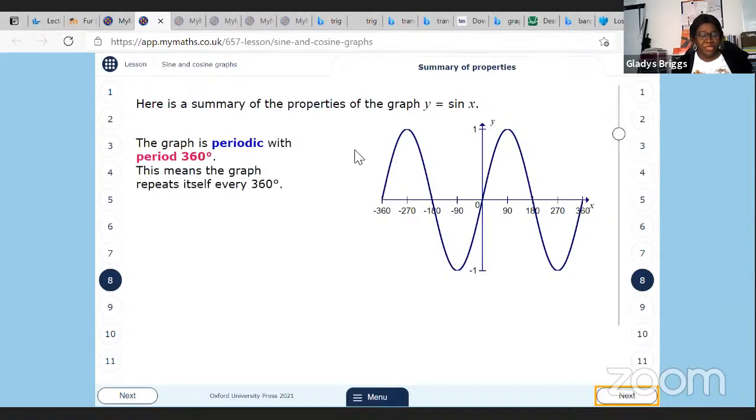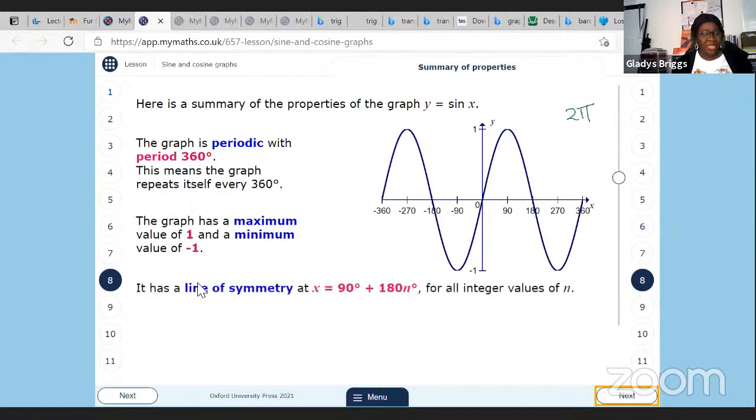The graph is periodic. Okay, the period is 360 degrees. I've already told you that. 2 pi in radians. Yeah, it repeats itself after every 360 degrees. The graph has a maximum value of 1 and a minimum value of -1. It has a line of symmetry there, okay? If you split it there, if you draw that line there, it's to reflect itself on both sides.